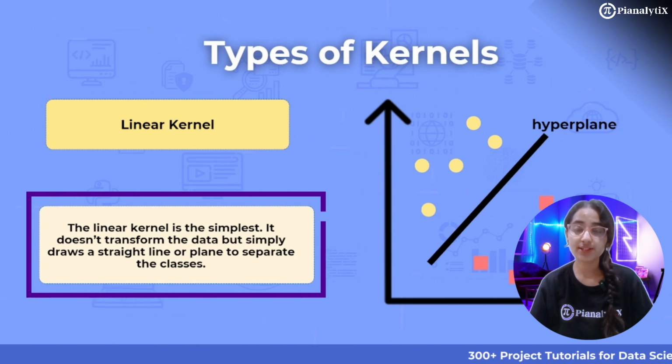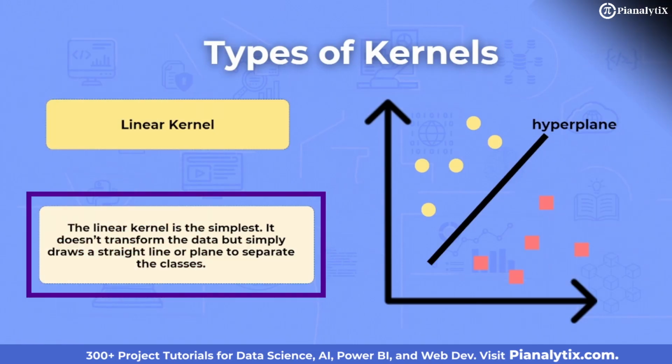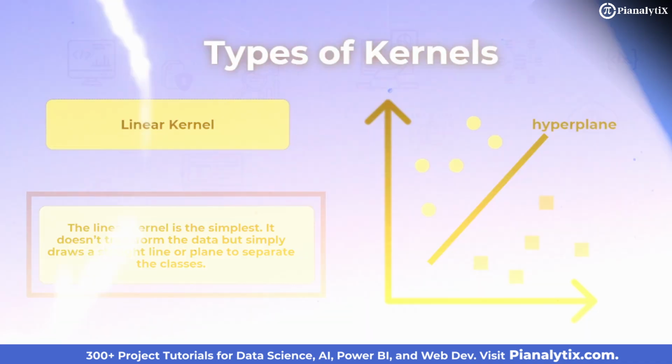First, the linear kernel. The linear kernel is the simplest. It doesn't transform the data but simply draws a straight line or plane to separate the classes. You would use a linear kernel when your data is linearly separable, like in text classification tasks where a simple boundary works well. It's efficient and often the go-to kernel when the data is high dimensional but sparse.